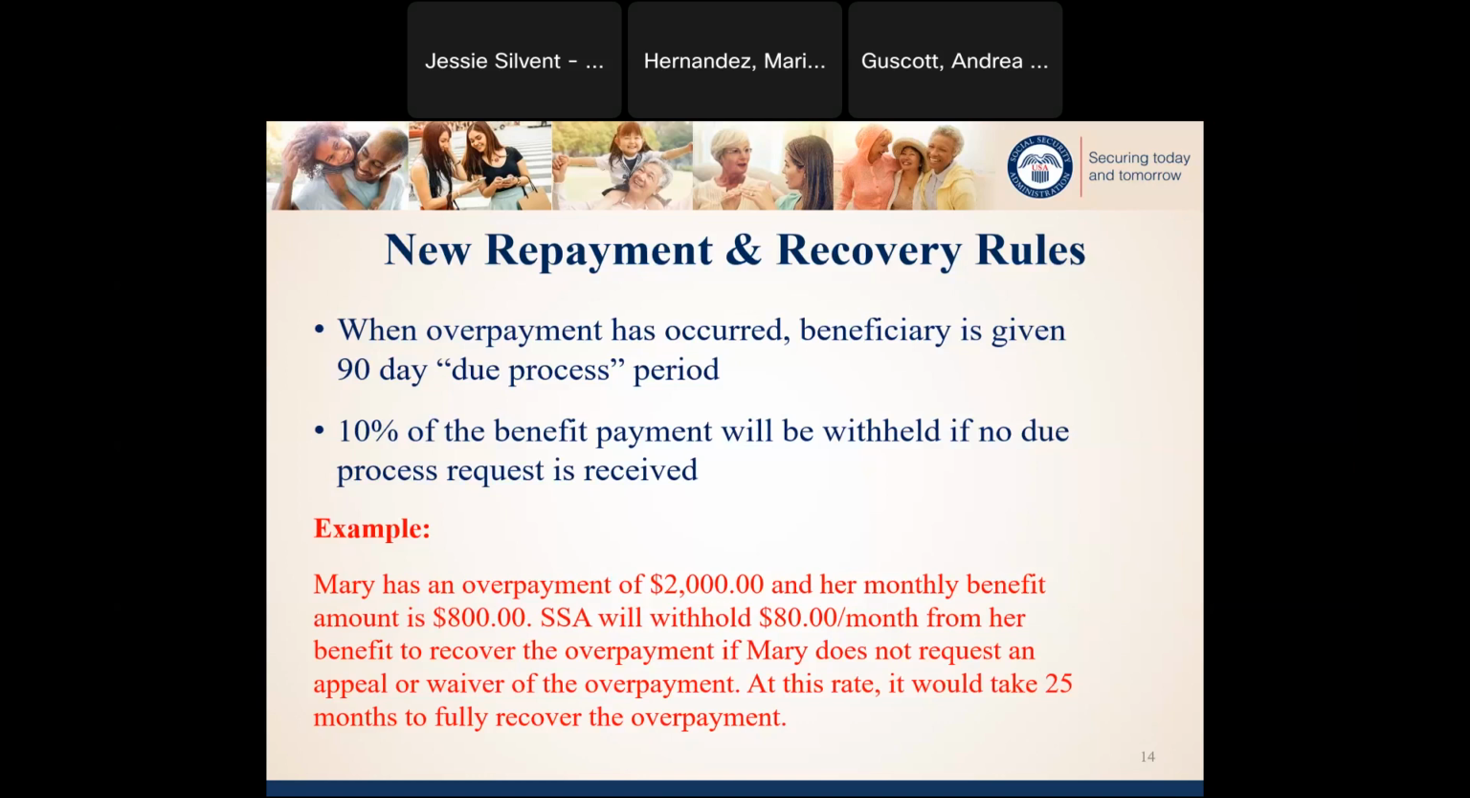So the example of this I have is Mary. She has an overpayment of $2,000 and her monthly benefit amount is $800. So SSA will withhold $80 per month from her benefit to recover the overpayment if Mary does not request an appeal or a waiver of the overpayment. And at this rate, it would take 25 months to fully recover the overpayment at 10%. One other thing to note, Social Security does not charge any interest on overpayment, so the balance owed is the balance to be paid back.